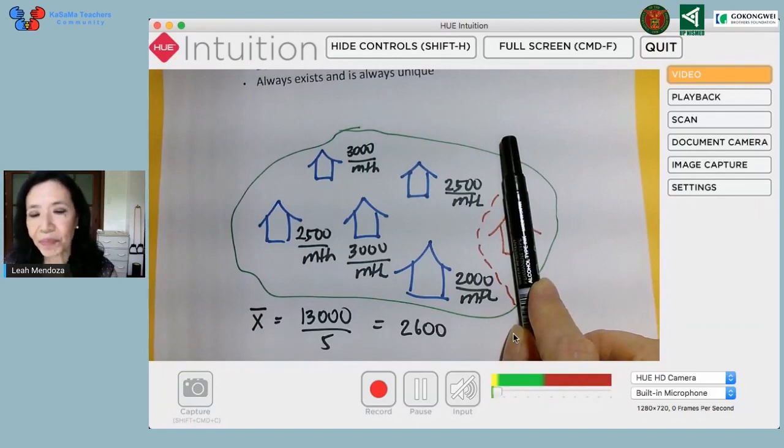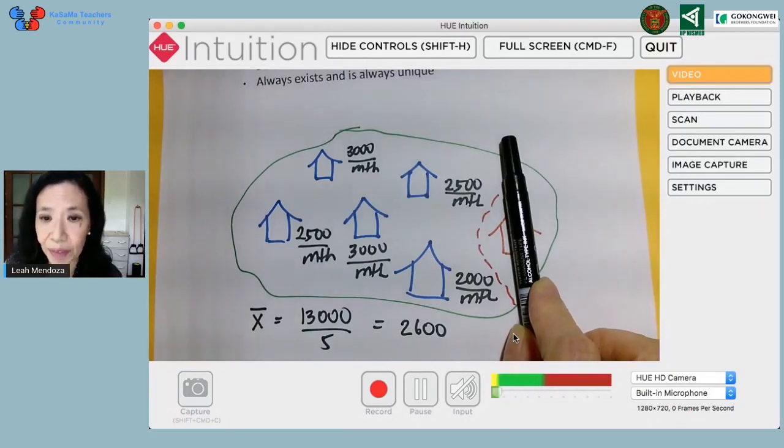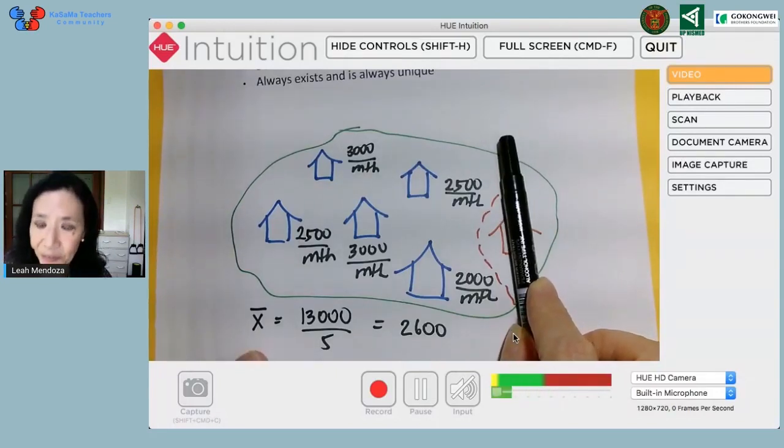So you will report to the government that this particular fishing village would need help from the government, because it's a poor fishing village, because on the average, as measured by the mean, each household earns on the average 2,600 a month, and that is very small.